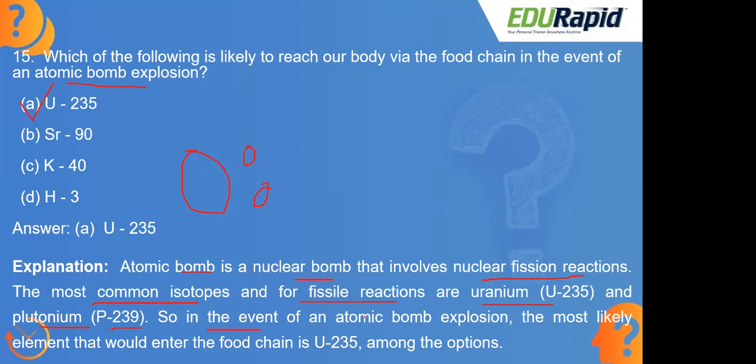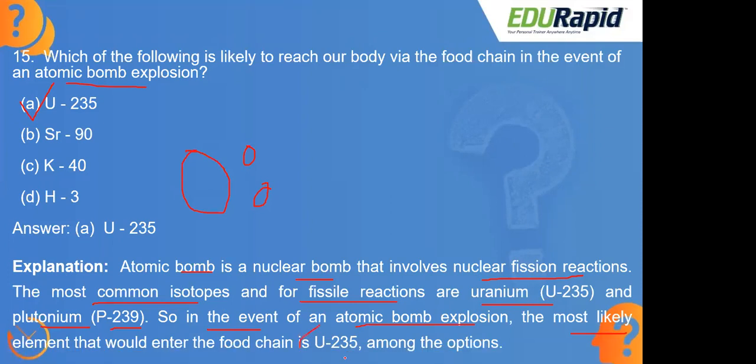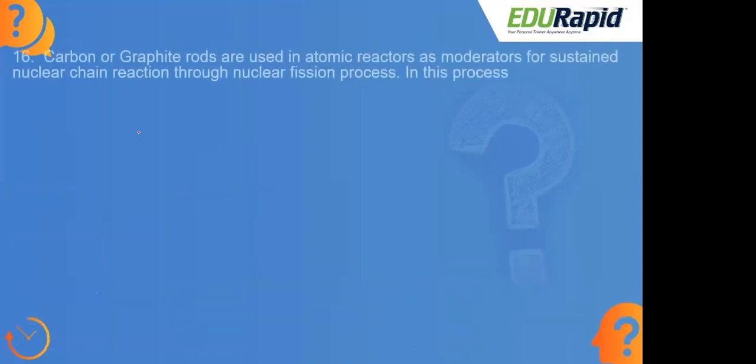So in this event, during an atomic bomb explosion, what actually happens? The most likely isotope that would enter the food chain is uranium-235 among the given options here. When we look at all the options, comparatively, uranium-235 is the one that can enter our food chain along with the soil or along with the water, clear? Moving to the next question now.